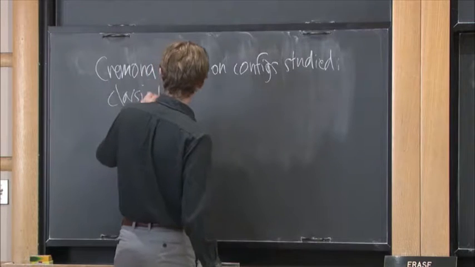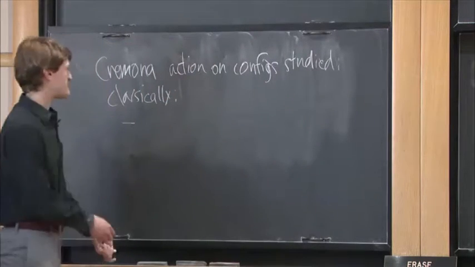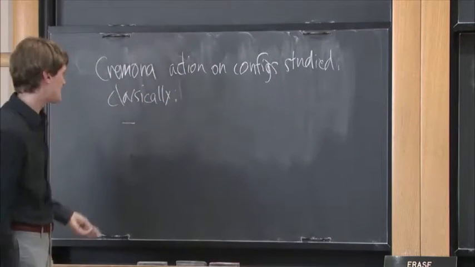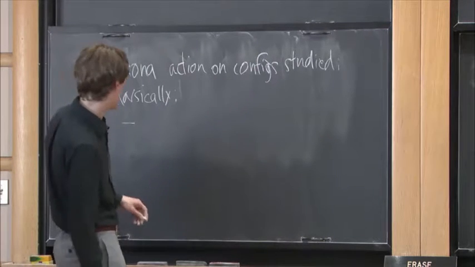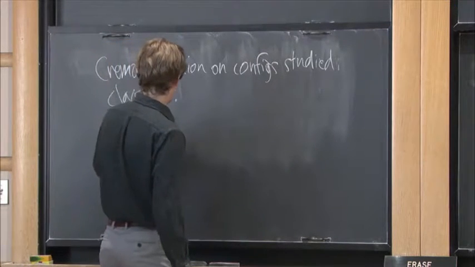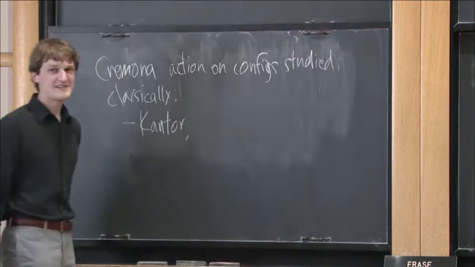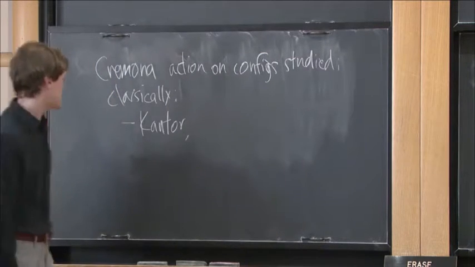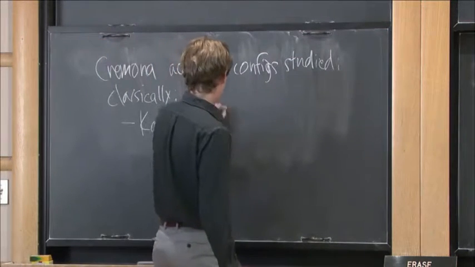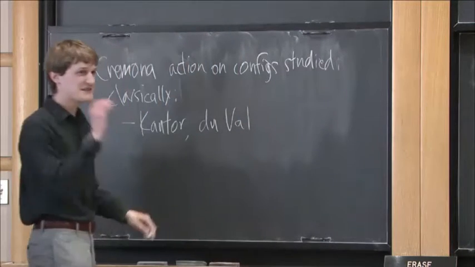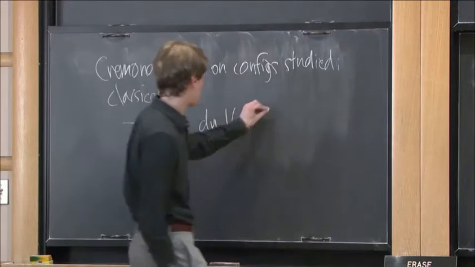So I think the first investigations were mostly in the case of P2 rather than P3, but the story is really not that different. This was, I think, started by Cantor in the late 1800s. Duval later also does some things with this. I confess I don't really know who does what exactly.